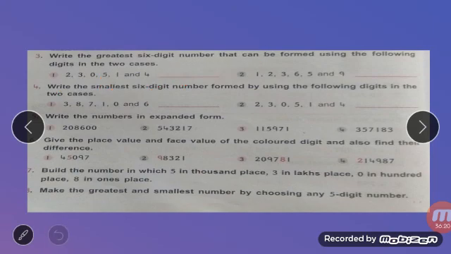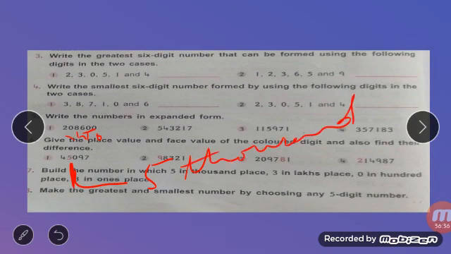The colored number is 5. The place value of 5 is 5 thousands, because this is ones, tens, 100, 1000. Then you can write that's equal to 5 followed by 3 zeros, or here you can write 5 multiply 1000. Okay, all three methods we have done. Same way you have to do the remaining questions.